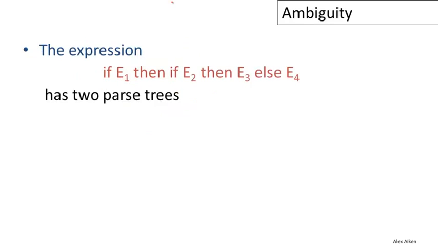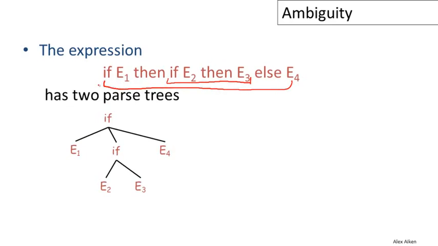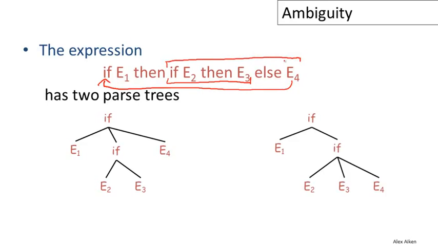The problem is that this particular if-then-else expression has two possible parse trees. On the one hand, the else might belong to the outer if. That is, this particular inner if might have no else, and the else would be associated with the outer if. The other possibility is that the else belongs to the inner if, so that we have an if-then-else nested inside of an if-then that has no else statement.